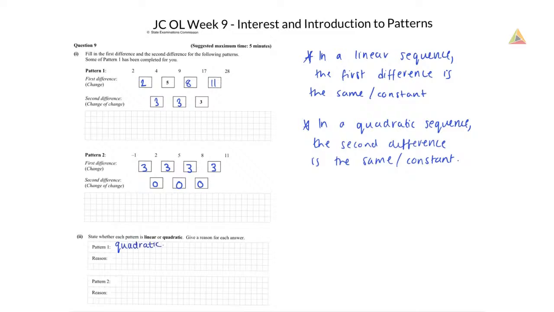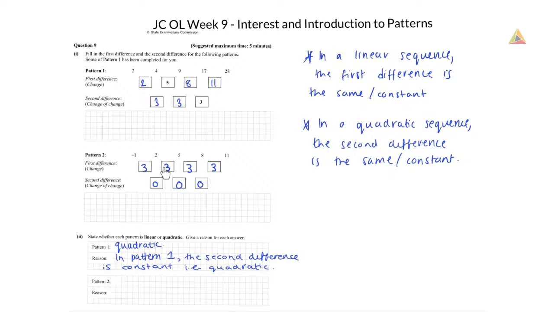And we need to give a reason for that. So the reason is, in pattern 1, the second difference is constant, i.e. quadratic. So that's that answered. So it's really important that when you do answer a question, you back it up, especially if it asks you for a reason.